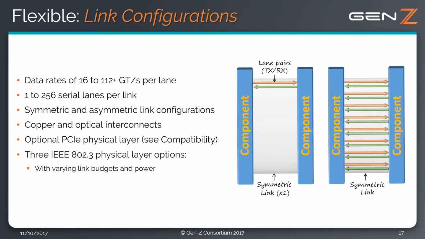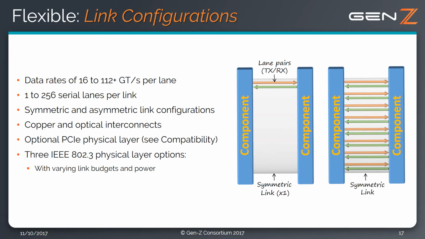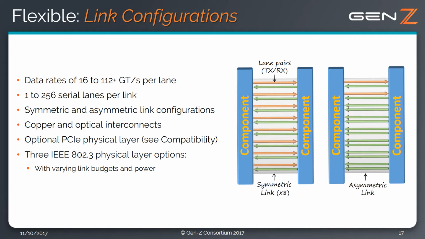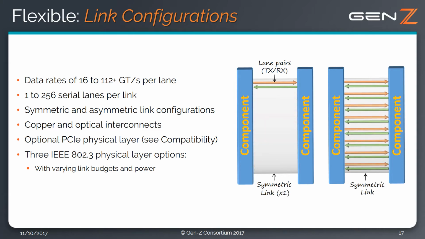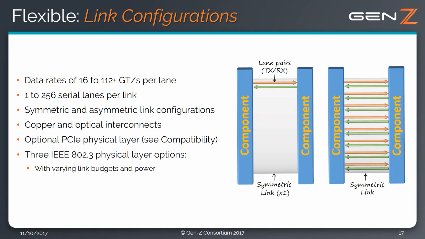Asymmetric links are beneficial if traffic flowing over the link is biased for reads or writes. For example, if a CPU is connected to a memory component and the workloads will be read-centric, where most of the data is sent from memory to CPU, then having a receive-heavy asymmetric link from the CPU perspective is important. From the memory perspective, this is a transmit-heavy asymmetric link. A Gen Z physical interface can be designed to support dynamically configuring the links between symmetric and various asymmetric modes.